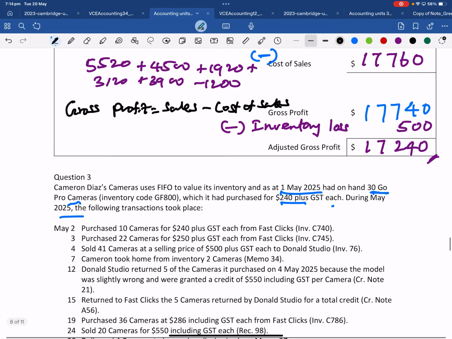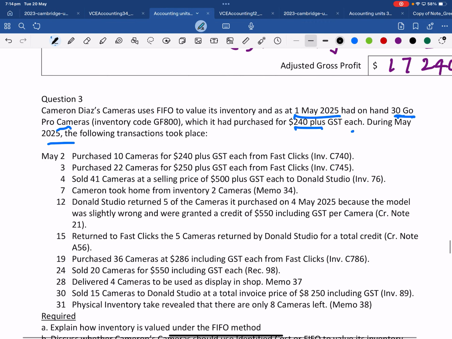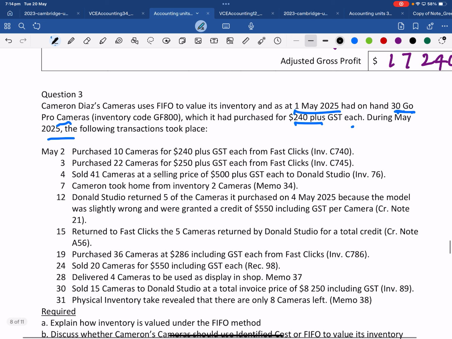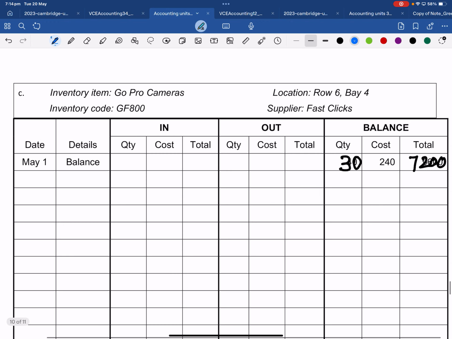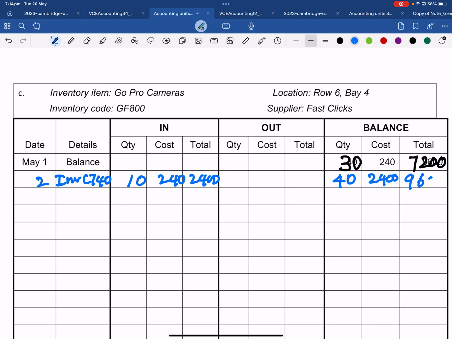Okay, next one. May 2nd, purchase 10 cameras for 240, invoice C740. We are purchasing, that means in or out? In, 2,400. Then our quantity increases to 40, same price, so we can add together 2,400, which becomes 9,600.